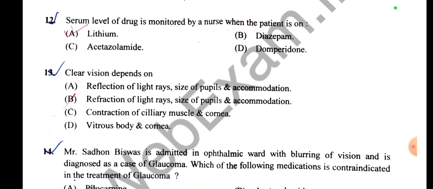Next, serum level of drug is monitored by a nurse when the patient is on. Answer হবে lithium. The normal range of serum level of lithium drug is 0.6 to 1.2 milliequivalent per liter. Measurement of the serum lithium level should be carried out at least 6 to 12 hours after the last therapeutic dose to avoid the misinterpretation of pre-distributional level.